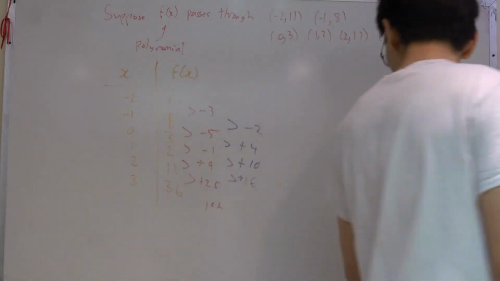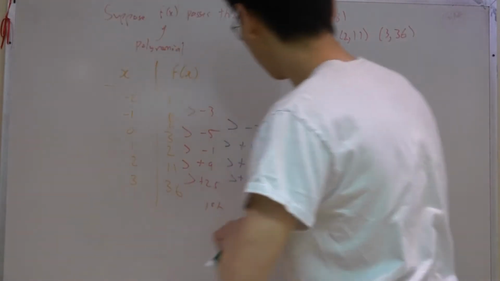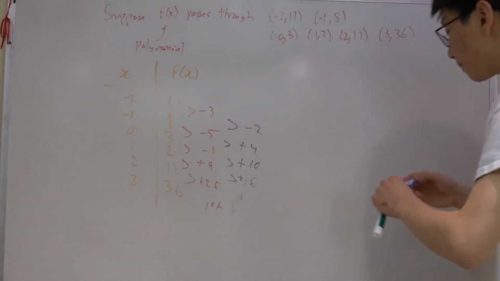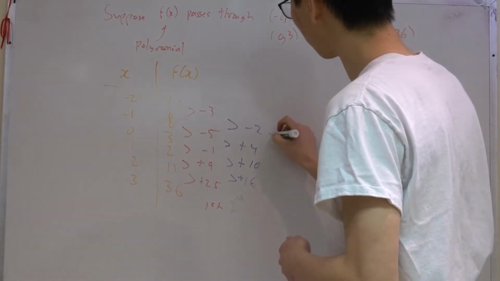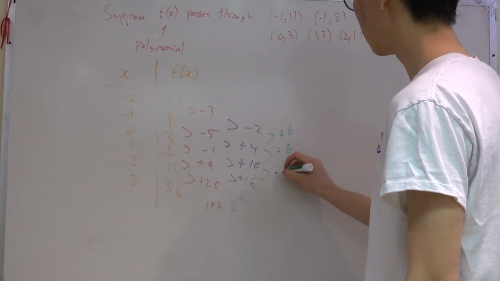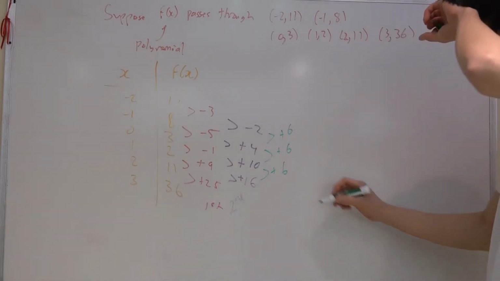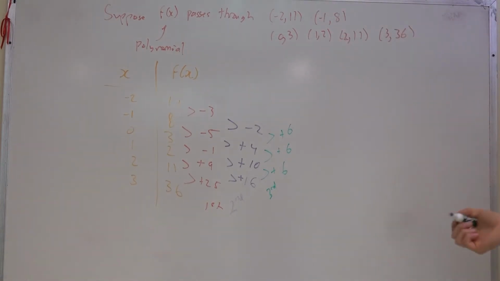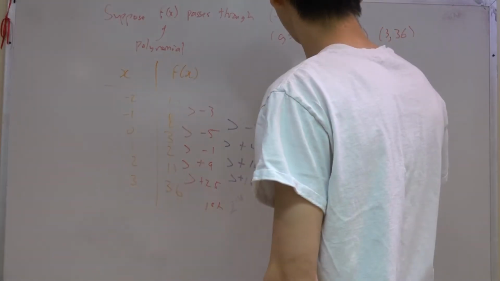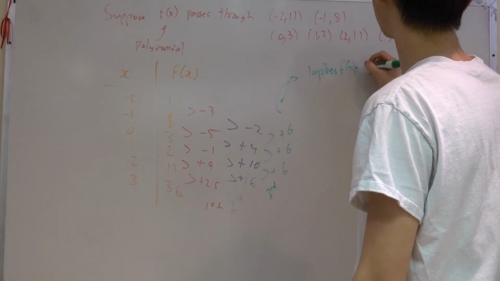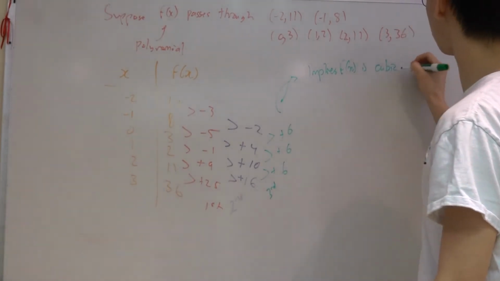Aha, look at this. So, remember, these are your second differences. And here are your third differences. Yes, we have to do this. Here we have +6, +6, and +6. So these are constant. So that means our polynomial is cubic. Aha! Okay, so this implies f of x is cubic.